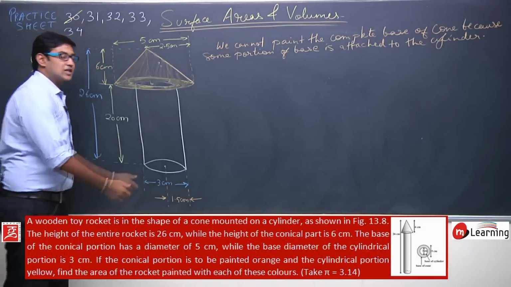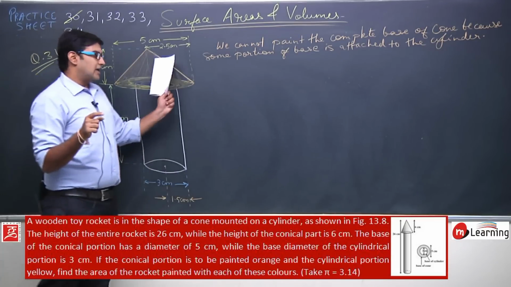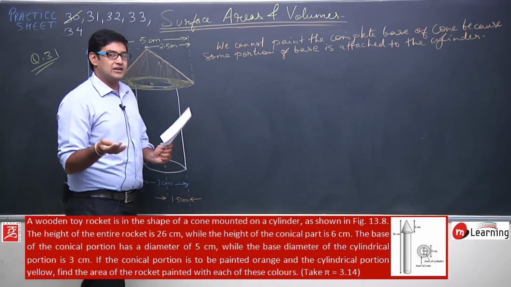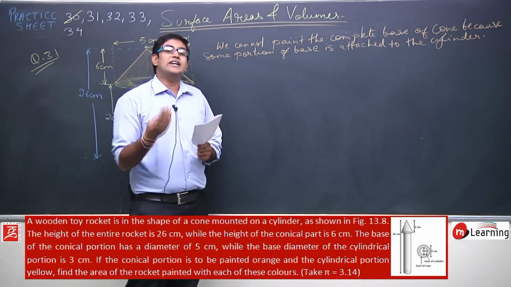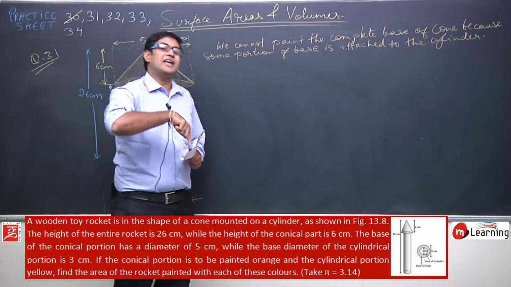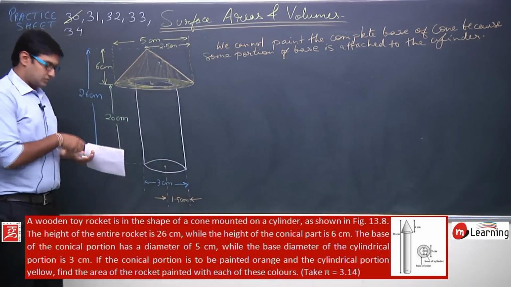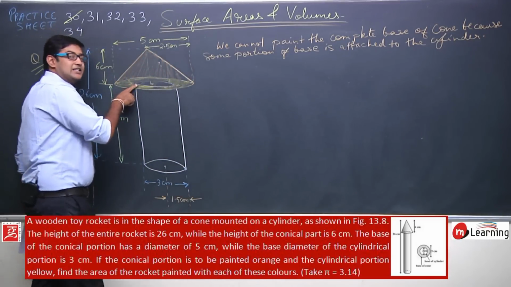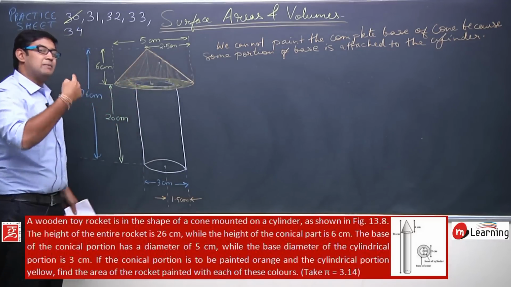Now can I deduce the area of this portion? Because I want to deduce the area of the portion of this cone where I can paint. For painting I need area, not the volume, because paint can happen only on area, it cannot happen on the volume. So now my task is ultimately to determine the area of this conical top which can be painted.